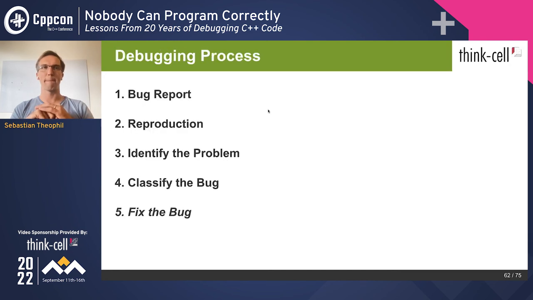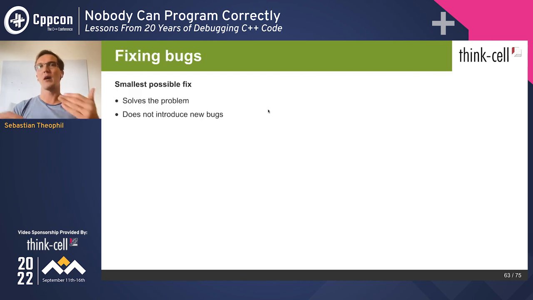Okay, and now we've classified the bug. We think we know if we need to make it a bigger problem or a smaller problem. Now we have to finish this up and actually fix it. And there will be people who tell you that as a general practice, it's a good idea to write the smallest possible fix that solves the problem. It solves the problem and it has the advantage that it has the smallest chance of introducing any new bugs because it is a small change.